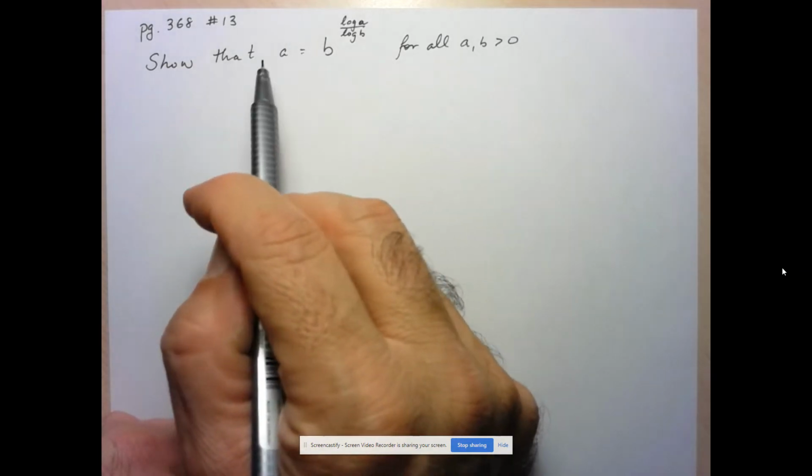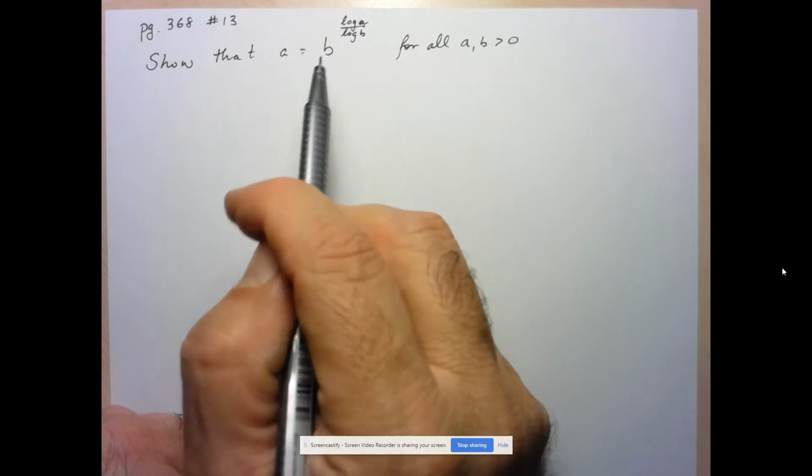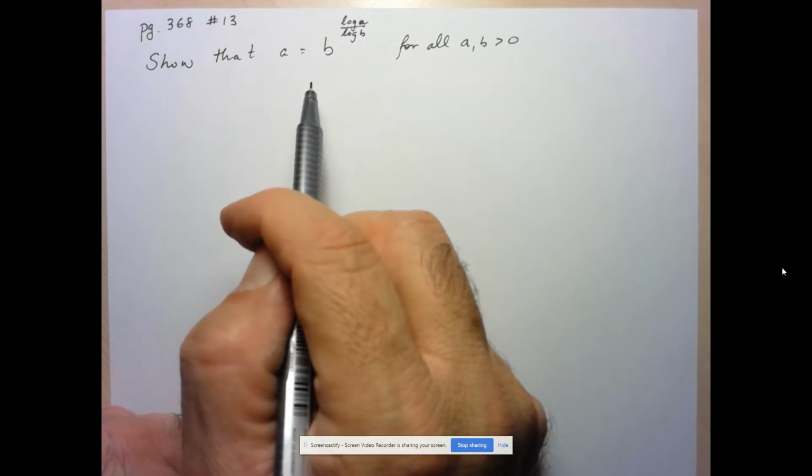So it's not like I'm solving an equation. I need to show that if I start with one side of the equation, it's always going to be equal to the other side of the equation. So essentially, we're proving an identity.